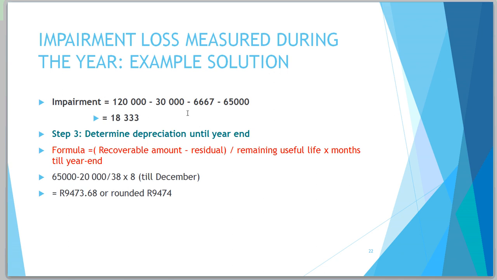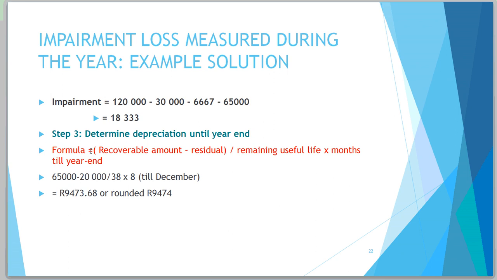Then step 3 is to determine the depreciation until year end. So here's also a formula that you need to apply. You need to take the recoverable amount less the residual value divided by the remaining useful life times the months till year end. So the recoverable amount was the higher one, which was 65,000.